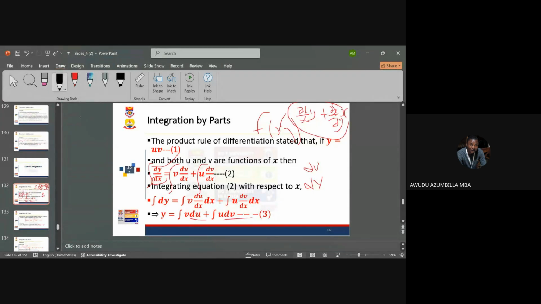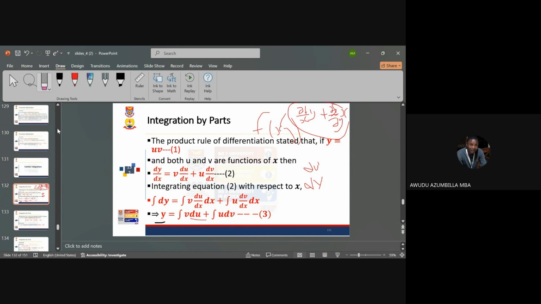And if we integrate this function here, we are going to get our y. So our y is now equal to the integral of v, which is the first one, and then du, which is the second one. This one is the u, which is the first one. And then this is the v. This is also the v that we have. Okay. So we want to simplify it and then to see what we are going to get.